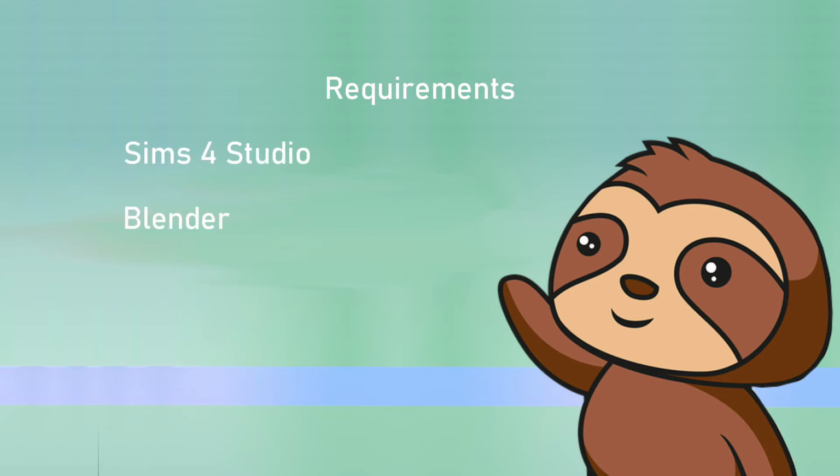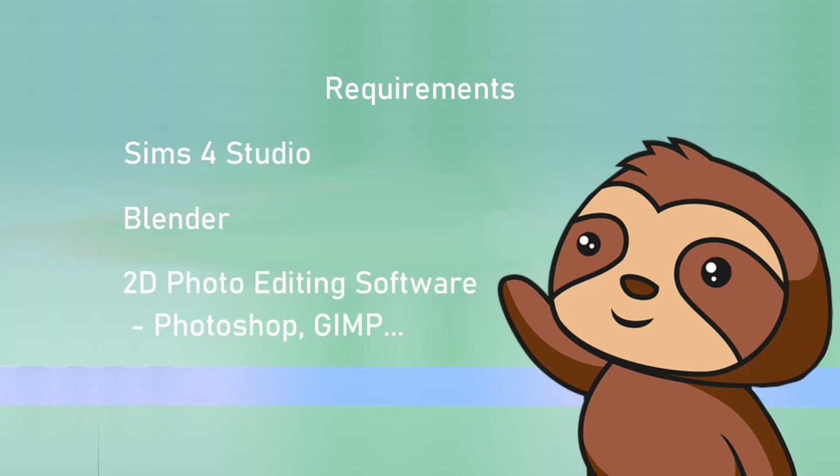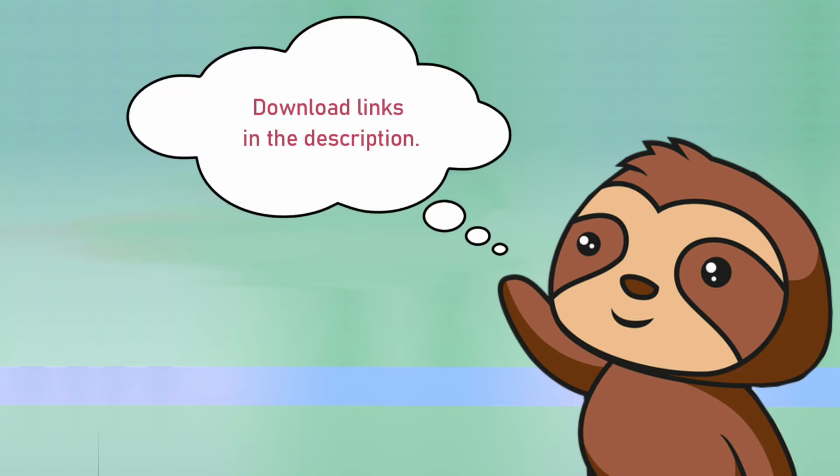Now we're starting this tutorial off with requirements. To follow this tutorial, you'll need 3 different programs: Sims 4 Studio, Blender for 3D meshing, and 2D photo editing software. I'll provide all download links in the description below.